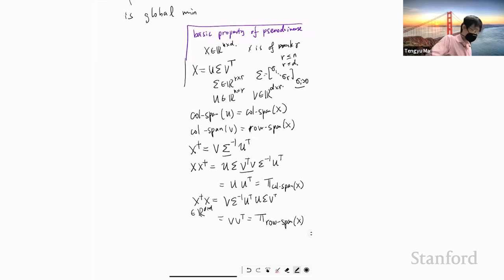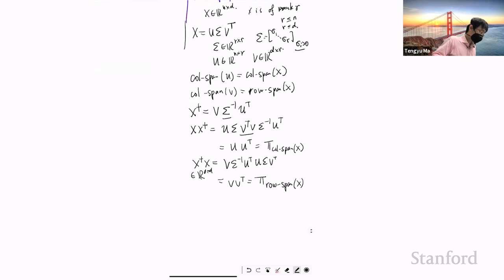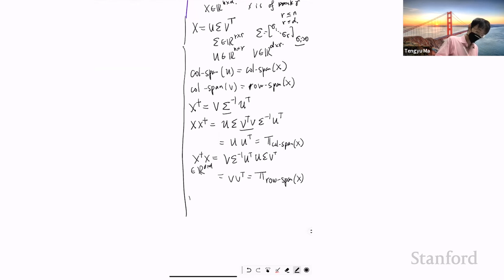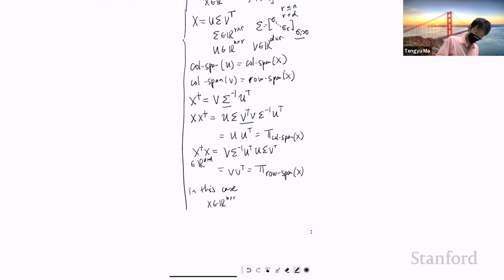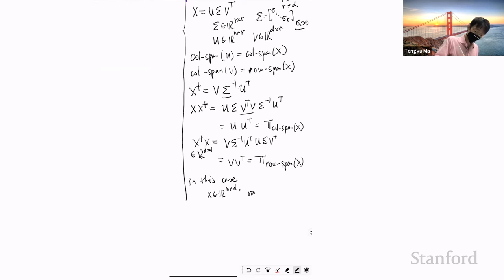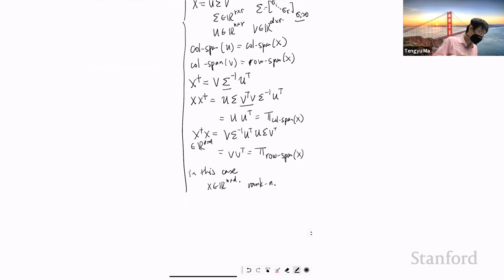Sorry, the rows of X are in dimension d, and the columns of V are in dimension d. In the case where X is n by d and the rank is n, you know that X pseudo inverse is the projection to the column span of X, and the column span of X now is the full span of all the vectors. So that's why this is just identity.